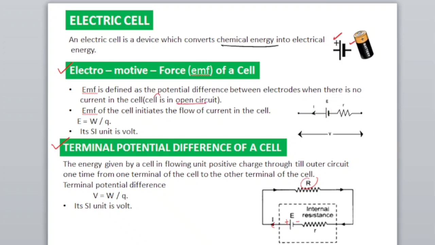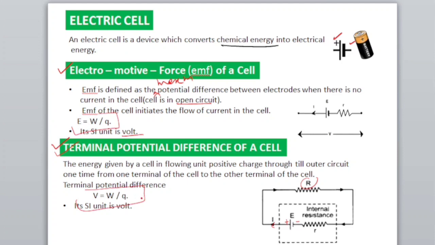The circuit is open. At that time, the maximum potential difference between the electrodes of the cell is called the EMF of the cell. And when the cell is being used, it means the circuit is closed and current is flowing through the circuit. At that time, the potential difference between the terminals of the cell is called the terminal potential difference of the cell. Both have the unit volt. This E equals W by Q. V is also W by Q.